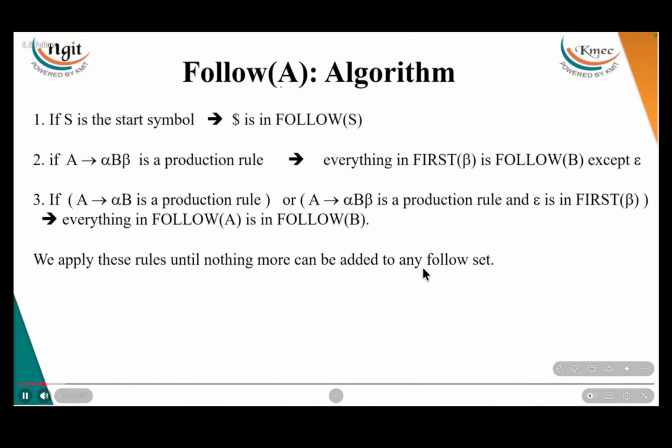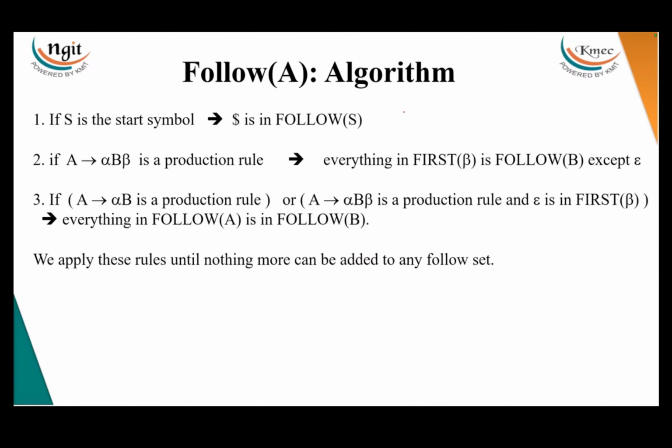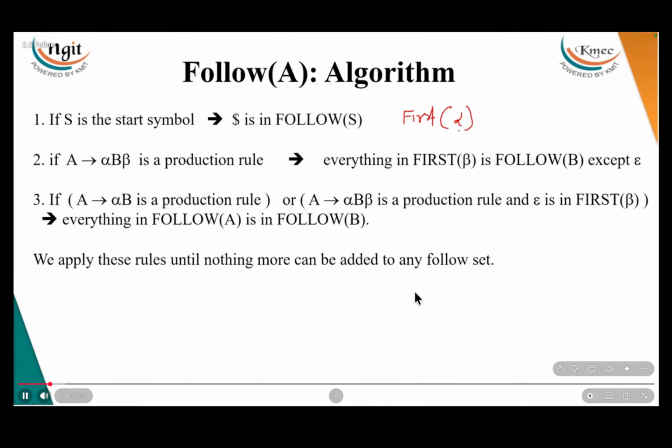So guys, we are going to find the first for alpha, meaning the first can be applicable to alpha, which can be N plus T whole star. You can apply the first to a terminal, you can apply the first to a non-terminal, you can apply the first to a combination of terminals and non-terminals, and sometimes you can even apply the first to epsilon.